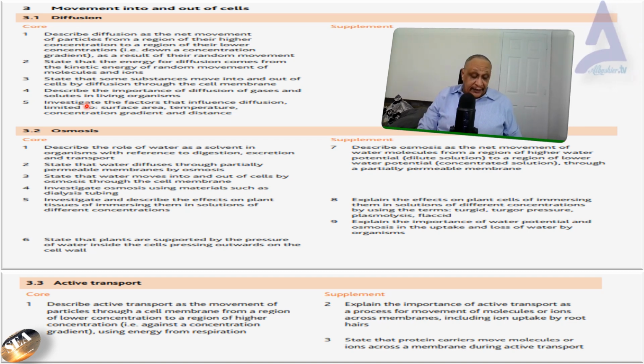And number 8, the second topic important for the supplement, is to explain the effects on plant cells of immersing them in water, and explain the importance of water potential and osmosis in uptake and loss of water by organisms. So those are the main subtopics that we are going to study with the big topic, osmosis. The last one is active transport, which is a very important topic.